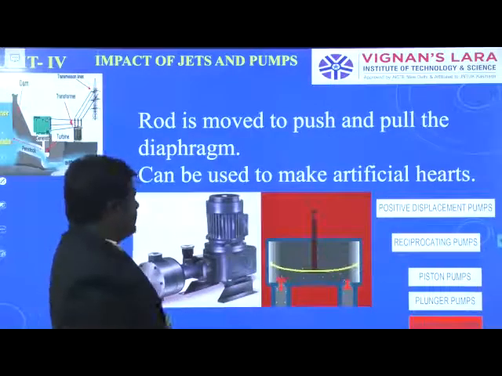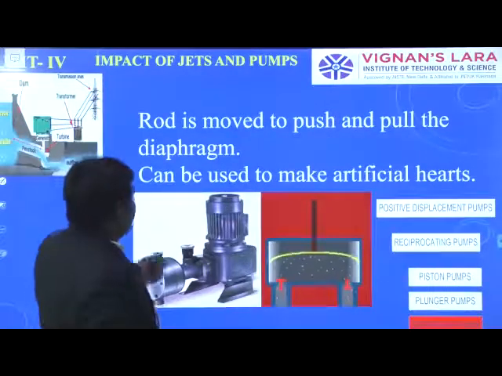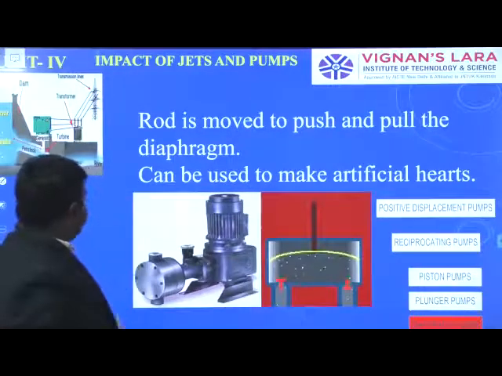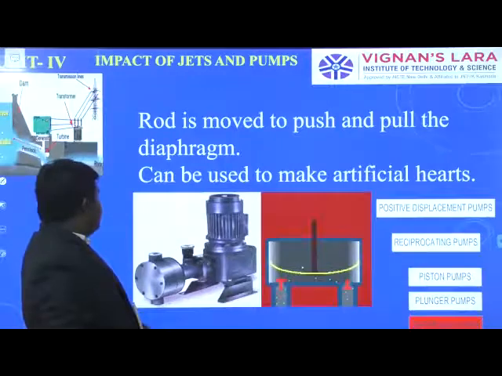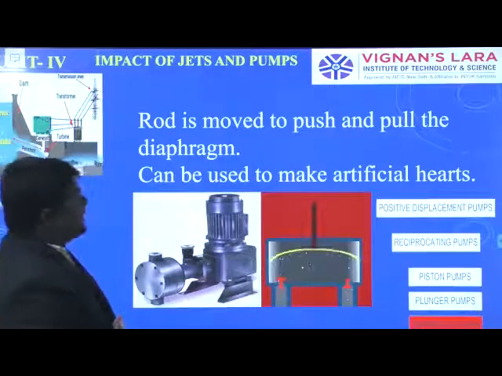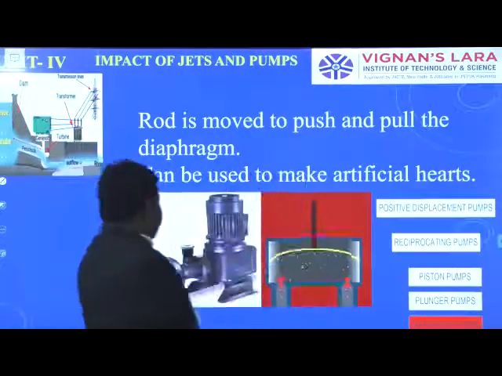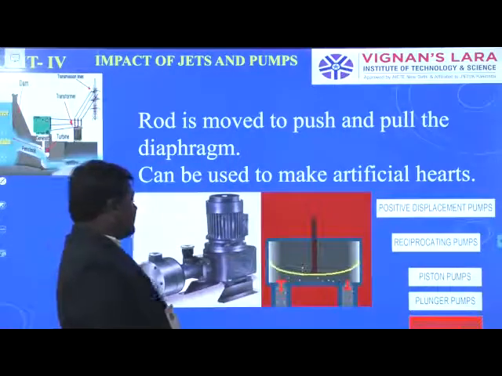And see the diaphragm pumps. The rod is moved to push and pull the diaphragm. Diaphragm pumps can be used to make artificial hearts. So we have to see here, this is the animation of diaphragm pumps.